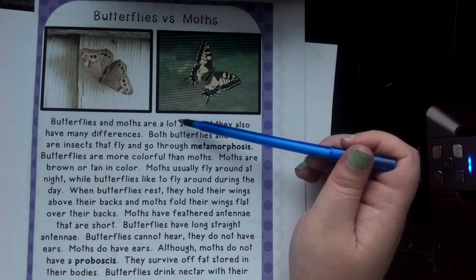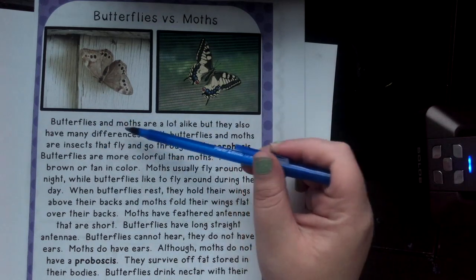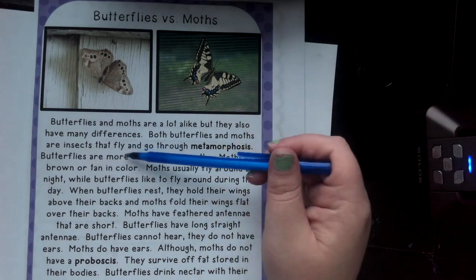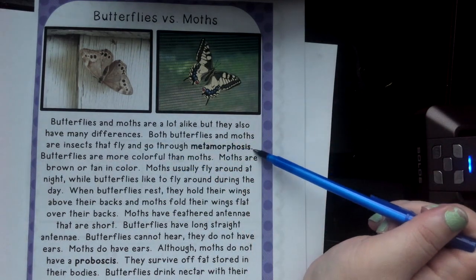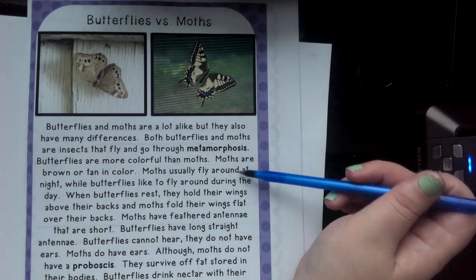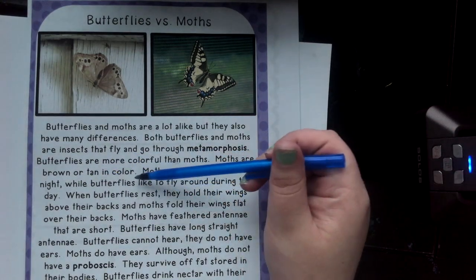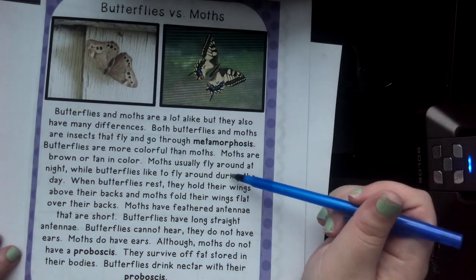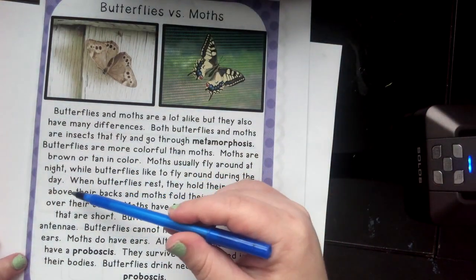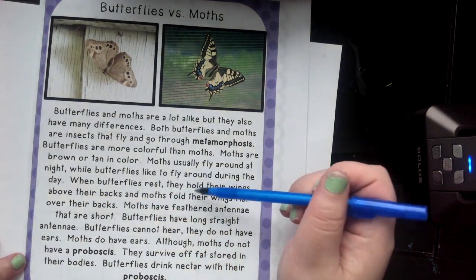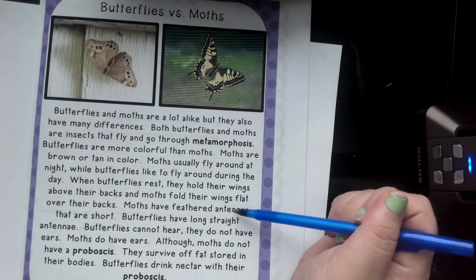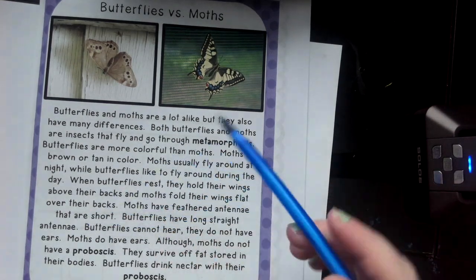Butterflies and moths are a lot alike, but they also have many differences. Both butterflies and moths are insects that fly and go through metamorphosis. Butterflies are more colorful than moths. Moths are brown or tan in color. Moths usually fly around at night, while butterflies like to fly around during the day. When butterflies rest, they hold their wings above their backs, and moths fold their wings flat over their backs.